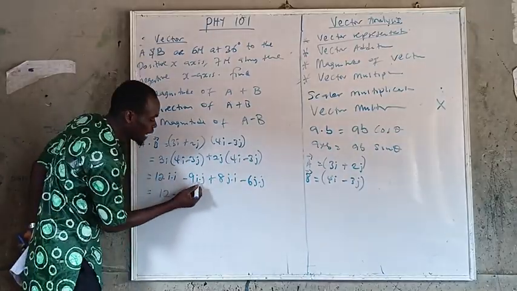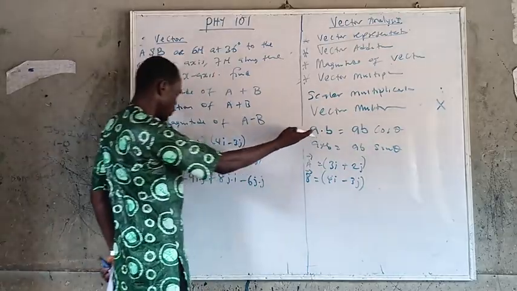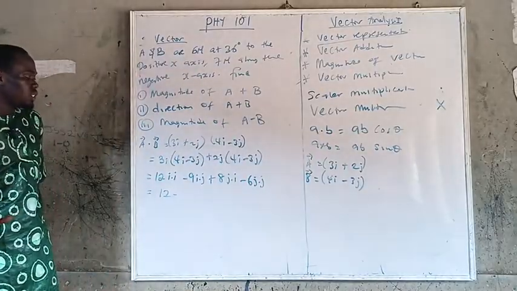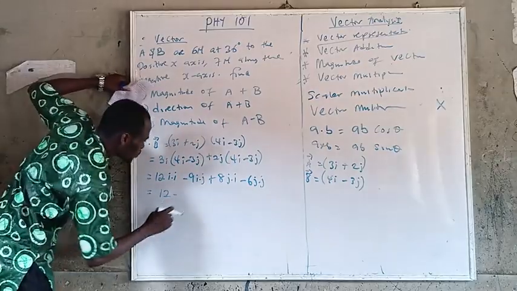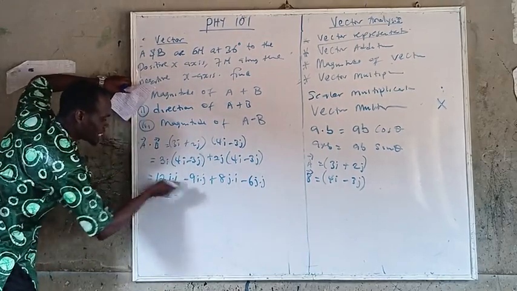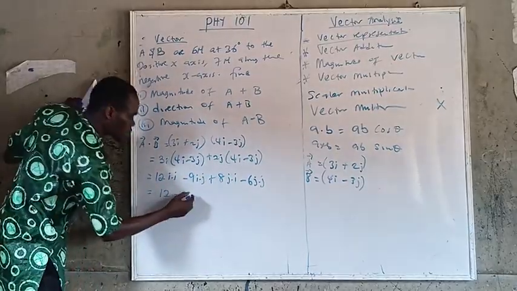Which means i and j, the angle between them is 90. Remember that you are doing dot multiplication. So cos 90 is 0. Yes, cos 90 is 0. So if cos 90 is 0, then we say i dot j is 0, times anything is 0, 0. Then here j times i is also the same thing, 0.